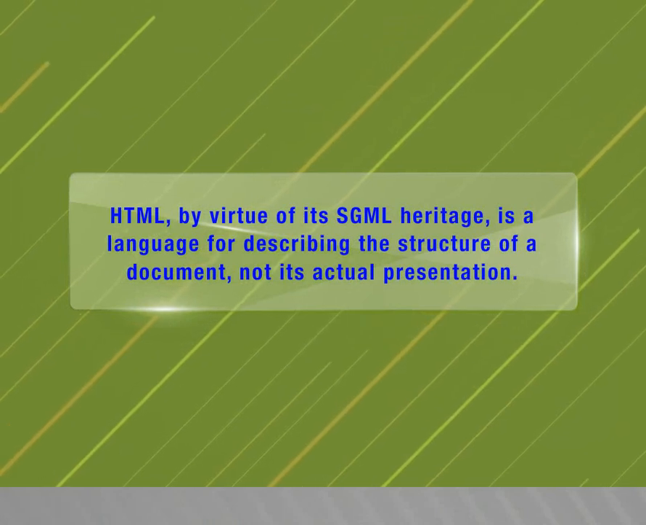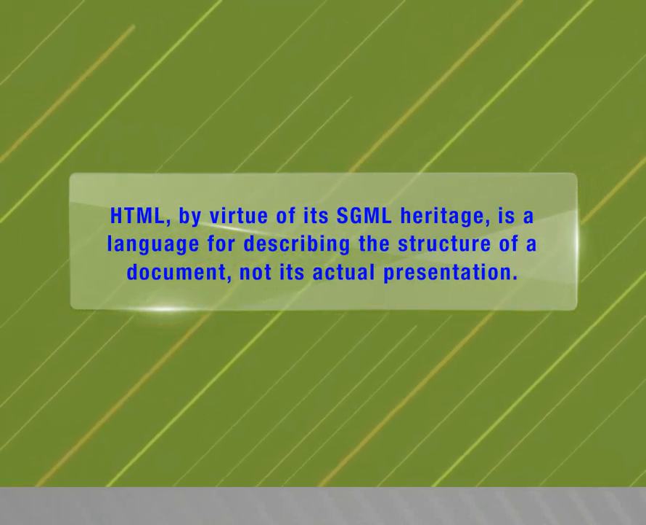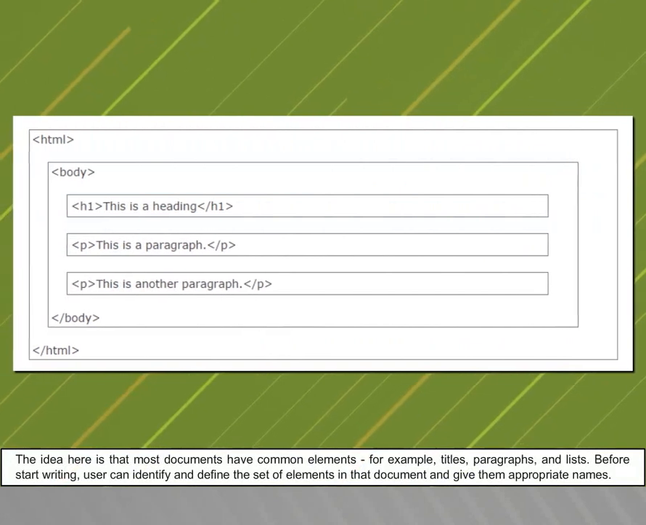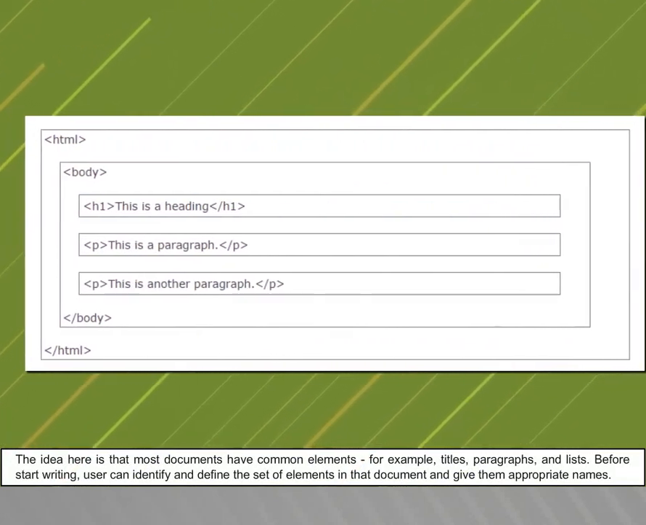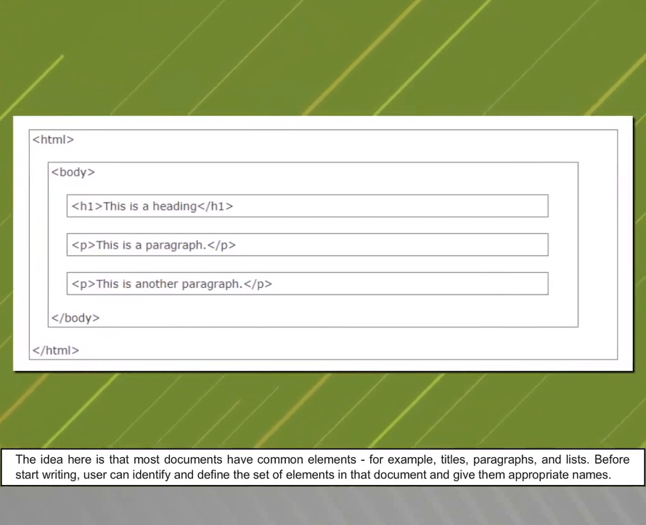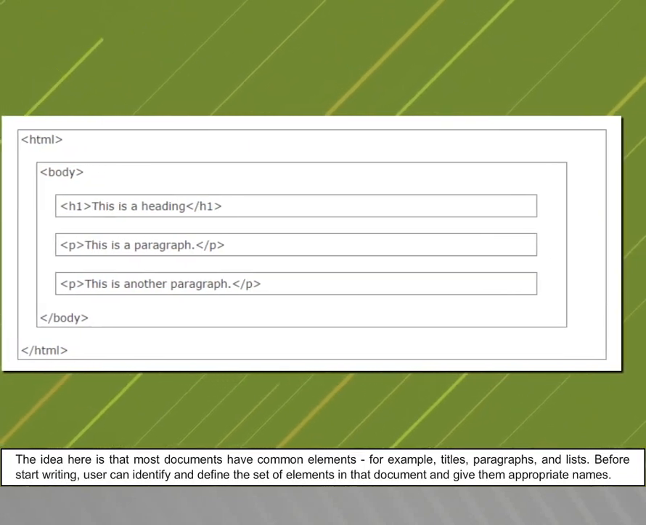HTML, by virtue of its SGML heritage, is a language for describing the structure of a document, not its actual presentation. The idea here is that most documents have common elements, for example, titles, paragraphs, and lists. Before starting to write, the user can identify and define the set of elements in that document and give them appropriate names.